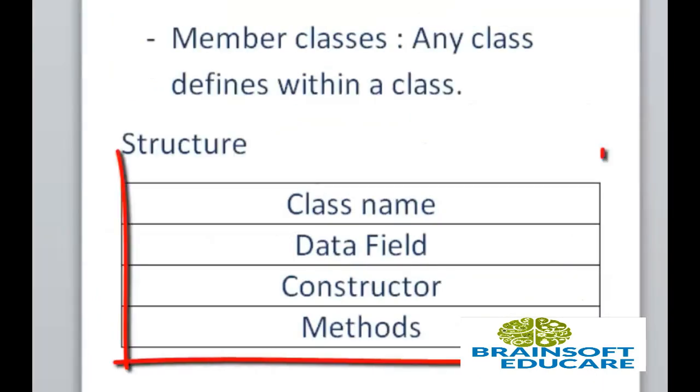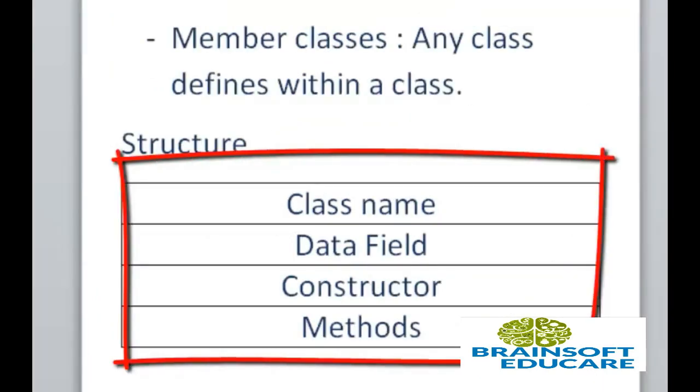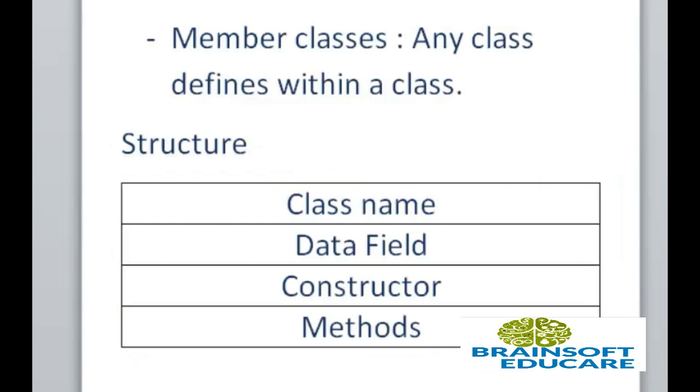Here is the structure of a class. First of all, you should give the name of the class, then data fields. In the data field section, you should declare some variables of the class. Then the constructor, mainly used to create the object. Methods. Methods are used to perform any task.